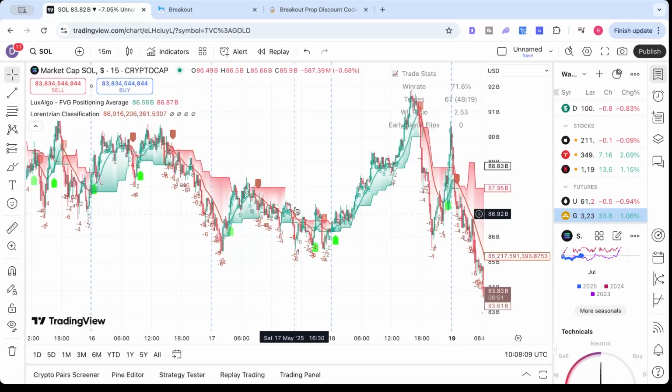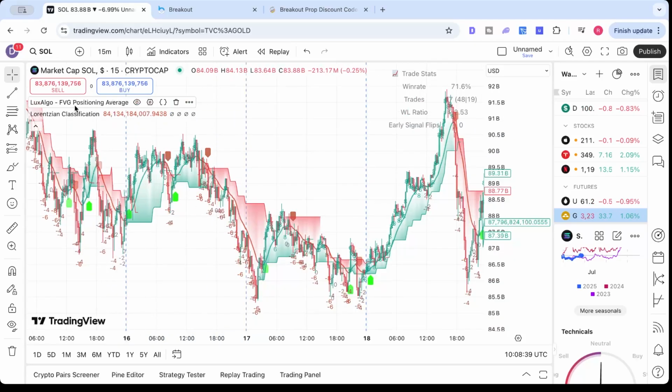When you're seeing in the market that there's not a clear pattern of a complete downtrend or uptrend and they're sort of fighting against each other, then I usually stay away from that. What helps with the fair value gap position average indicator as well is that you can clearly see when the market's about to turn.